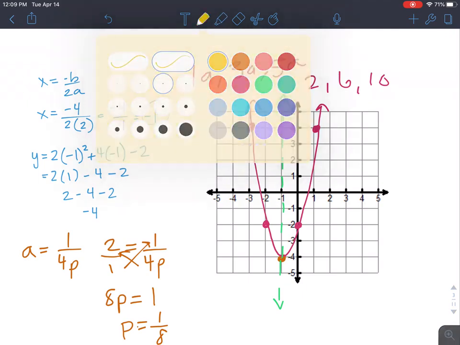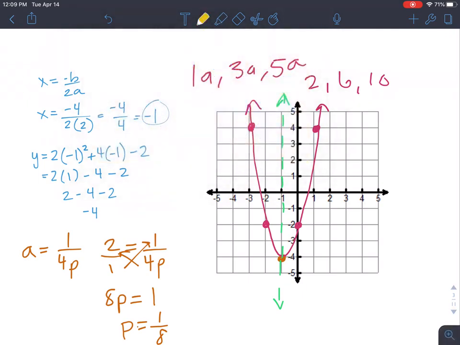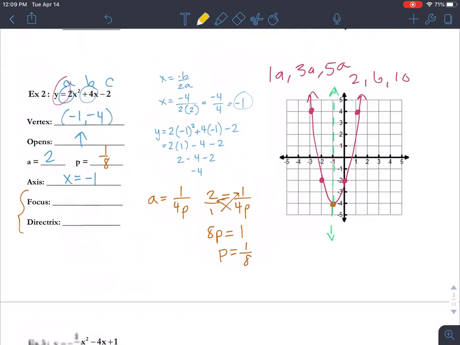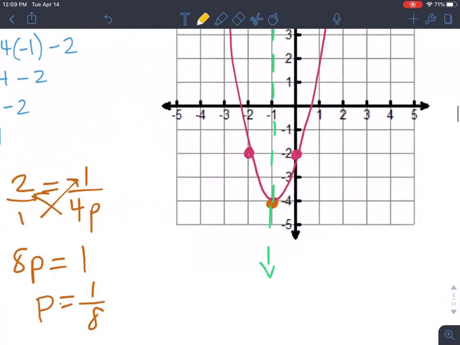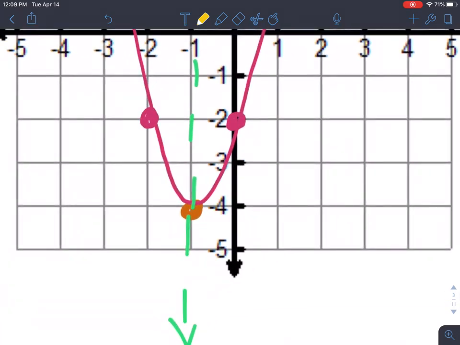Next piece, what are our focus and directrix? Remember, those are coming from that p-value. Our p-value was 1/8, so we're going to try to go exactly 1/8. Obviously, it's not going to be perfect on the graph, but we'll try our best. So we're going to go up 1/8 and down 1/8. The focus is on the inside, the directrix is on the outside.